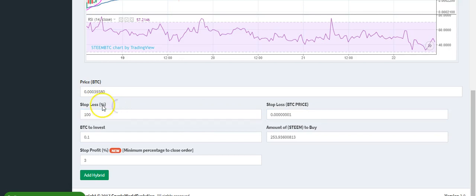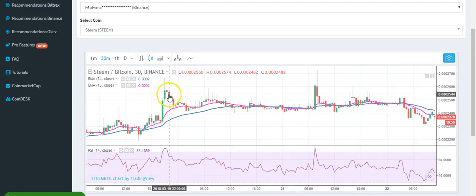But basically what it means is if you buy Steem at this price and it drops 100%, what the bot's going to do is sell your order and you're going to end up with this. So it's going to cut your losses. If you make a bad trade, it'll cut your losses. And then, if you set it to 1%, then if you buy up here and you set it to 1%, it's going to sell it right here.